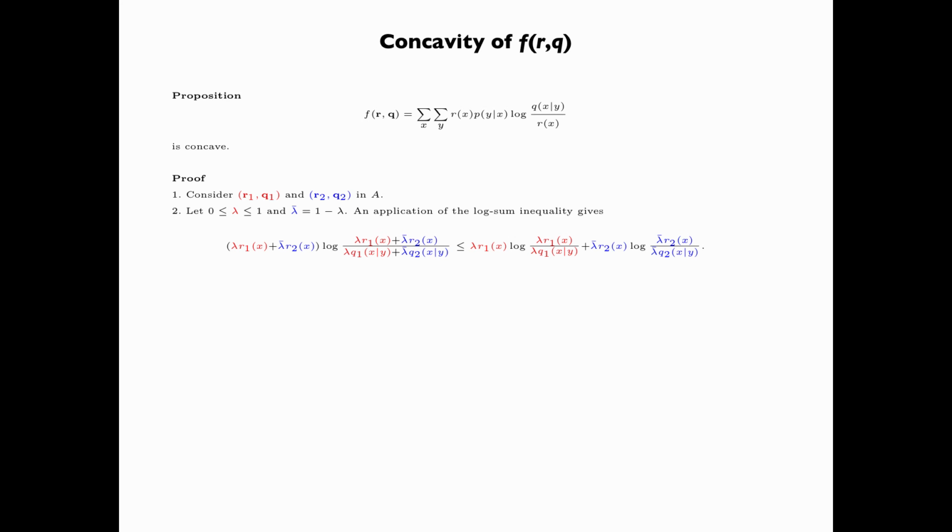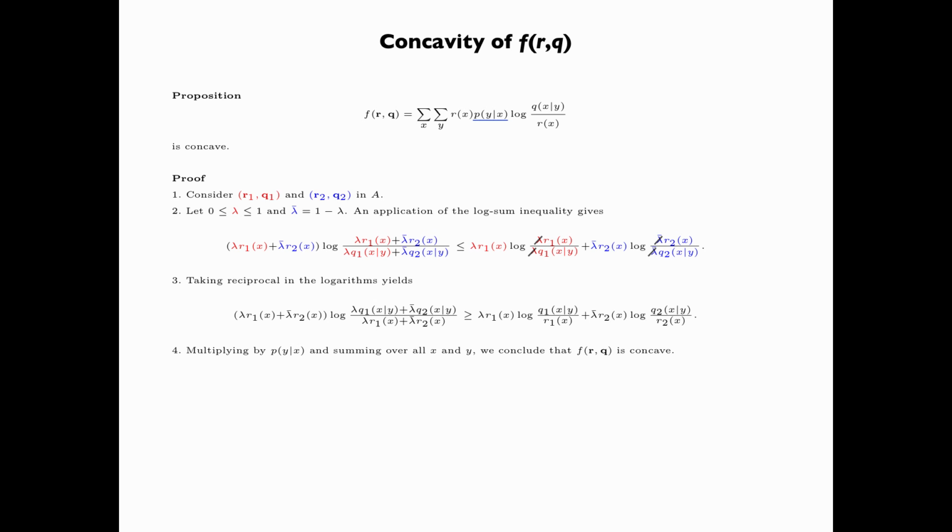On the right-hand side of this inequality, this lambda cancels with this lambda, and this lambda bar cancels with this lambda bar. Taking reciprocal in the logarithms yields the following inequality. Note the change in direction of the inequality. Multiplying by p(y|x) and summing over all x and y, we conclude that f(R, Q) is concave. This completes the proof of the convergence of the Blahut-Arimoto algorithm for computing the channel capacity. The convergence of the Blahut-Arimoto algorithm for computing the rate distortion function can be proved similarly, and we leave the details as an exercise.